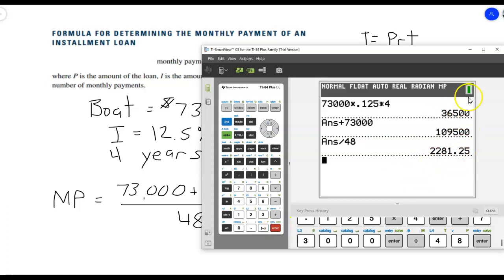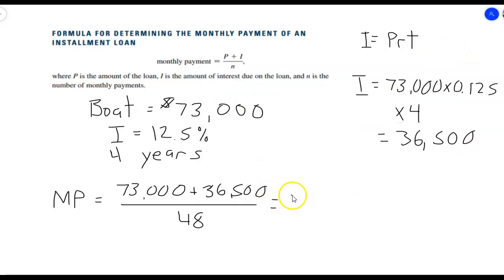So $2,281.25. So that is going to be the monthly amount that you're going to be making for this boat. You really better like this boat.